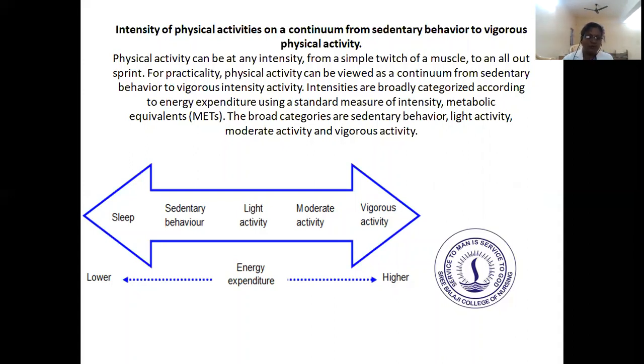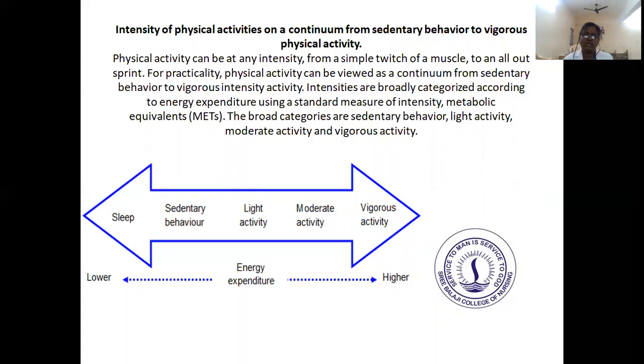We have sleep on one end and vigorous activity on the other. Sedentary behavior, light activity and moderate activity. So we are passing from sleep to vigorous activity. So this is the continuum we have for physical activity.